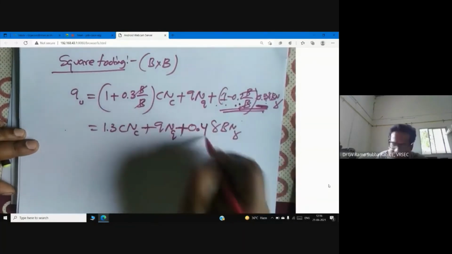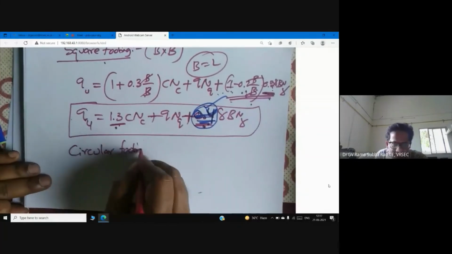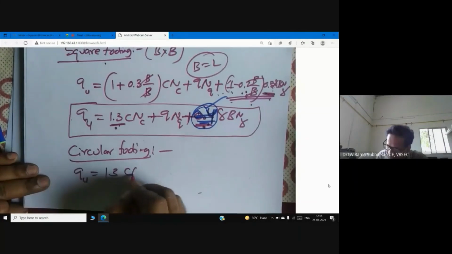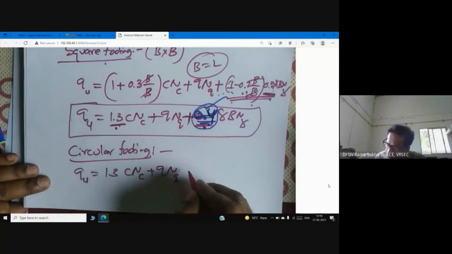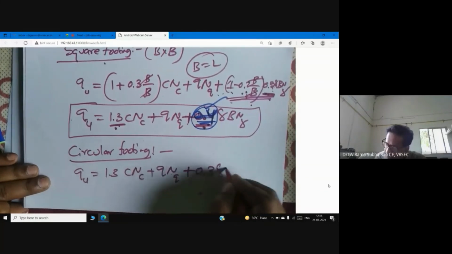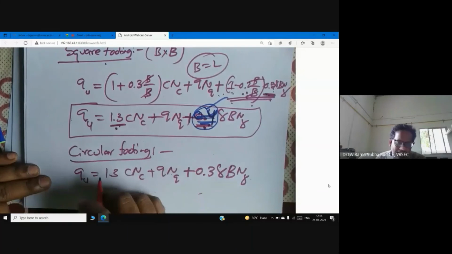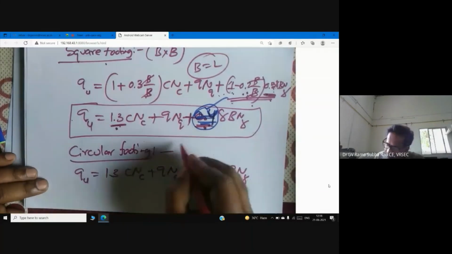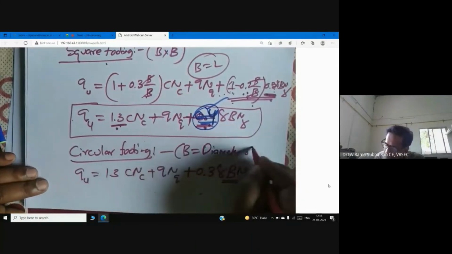Now you see circular footing. Are you ready now for circular footing? There is no need to discuss much. 1.3 c Nc, q Nq, 0.3 gamma B N gamma. I think you feel that I made a mistake. B, so you are not ready to accept B. Here B is equal to the diameter of the footing.